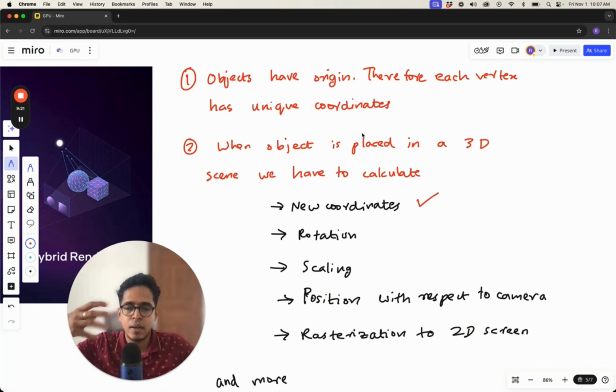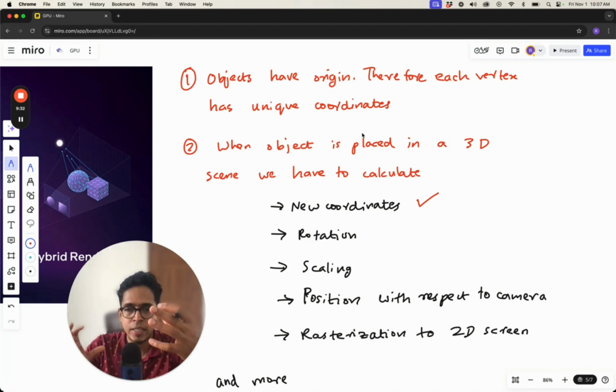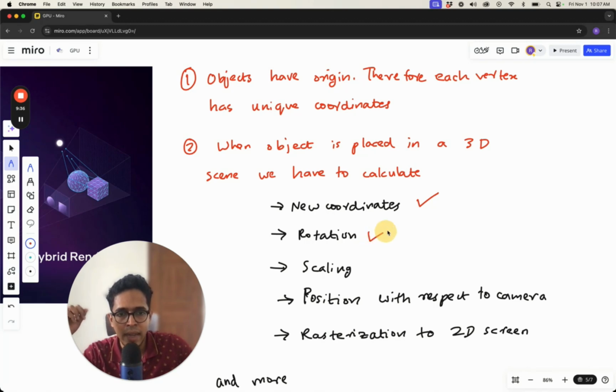Then if we are placing the car with a certain rotation, maybe in the original coordinates in which the car alone was built, it was aligned along the x-axis. But maybe when we are placing it in the scene, there is some rotation. Maybe the car is placed on a hill. So there will be rotation along all three axes possible. And then there should be some scaling.